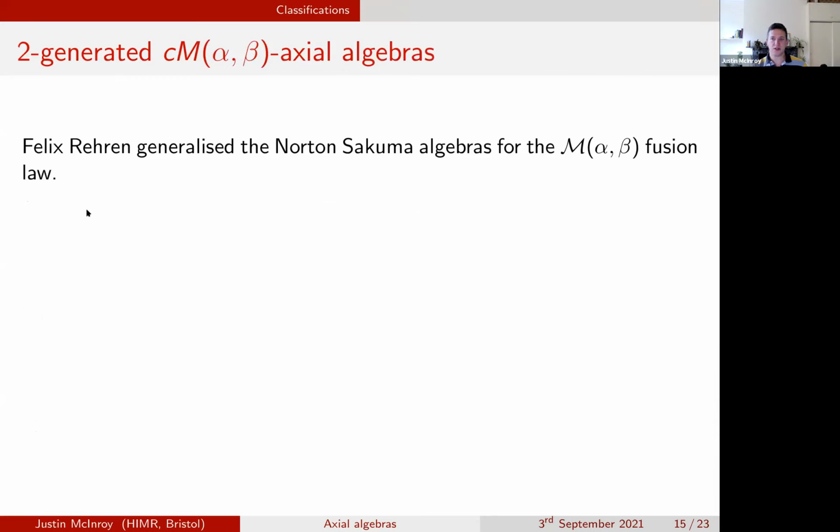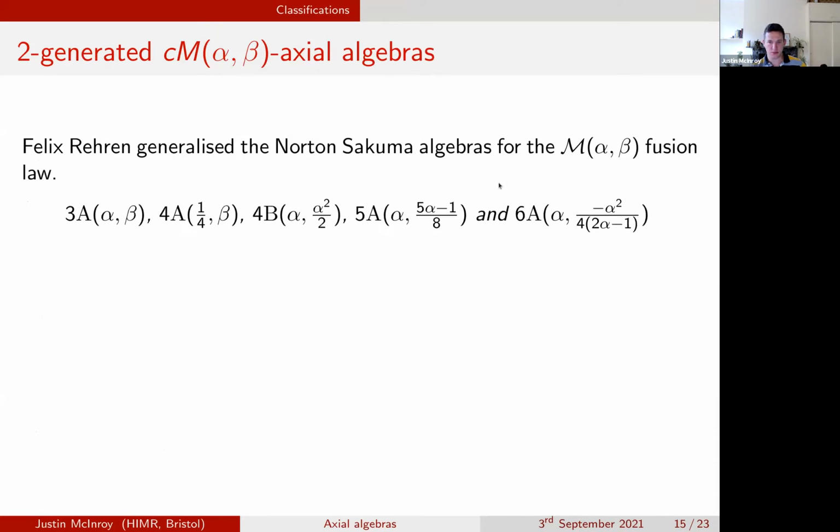So what about the alpha beta case? Felix Rehren generalized these Norton-Sakuma algebras for the alpha beta fusion law. I've written some of these here. You'll notice the same start, and now I've written in some things afterwards. This is meant to be what the value of alpha and beta here is.